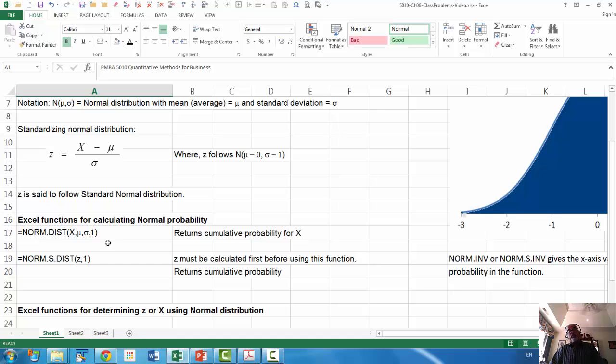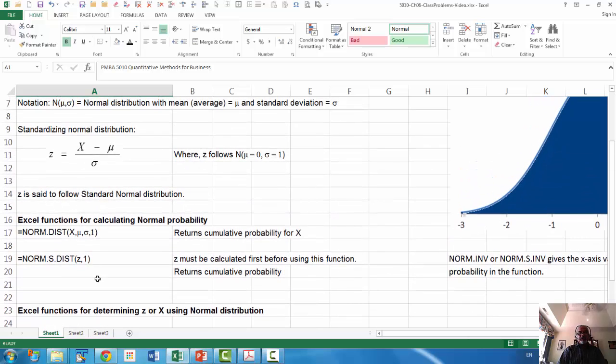Now if you compute the z yourself, like using this formula, then Excel offers you a second alternative, which is norm.s.dist. That s here stands for standard normal. So in that case, you don't give x or mu. You've already computed z yourself. So give z and then comma 1 again for cumulative distribution. This norm.s.dist function is exactly like the standard normal table that we used earlier, whereas this makes it even easier for us to compute the probabilities, because we don't have to do the z.